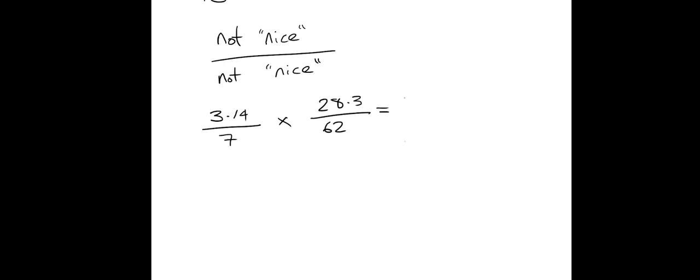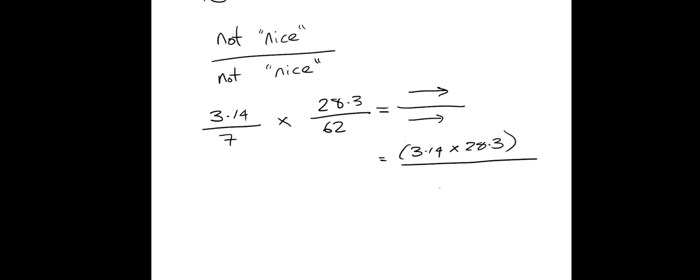You could be thinking, oh no, I don't know my pi to 2 decimal places times table. I certainly don't know what 28.3. In this case, you would just use the calculator, to be honest. But it's exactly the same. It's upstairs times upstairs over downstairs times downstairs. So we're going to have 3.14 times 28.3 over 7 times 62. I have no idea what that is.